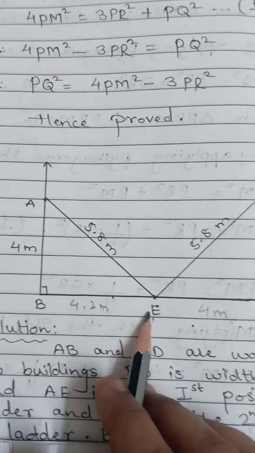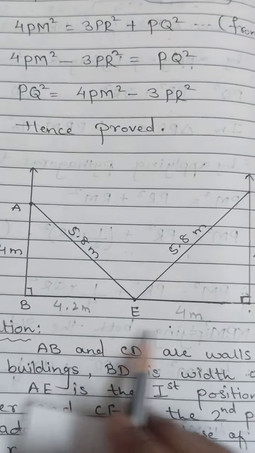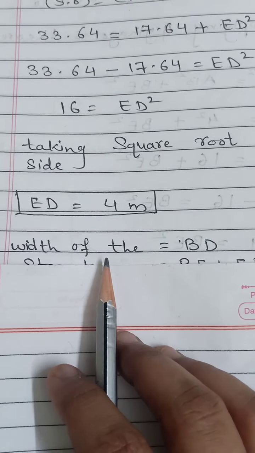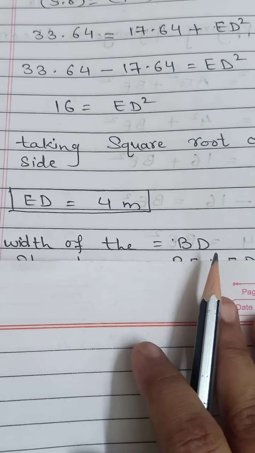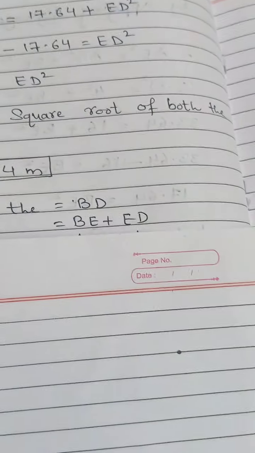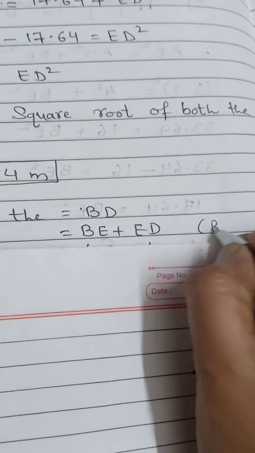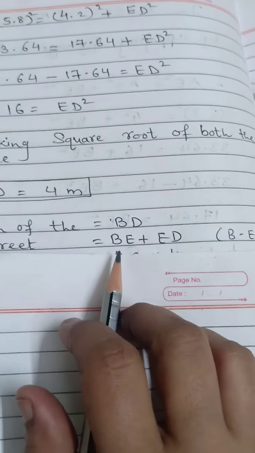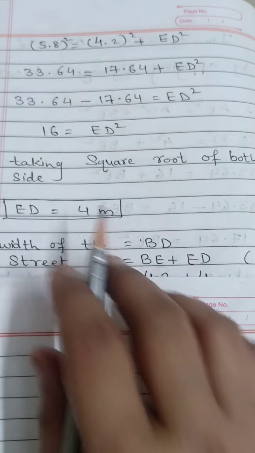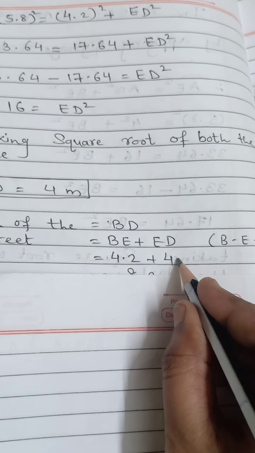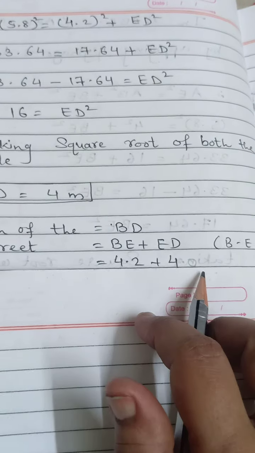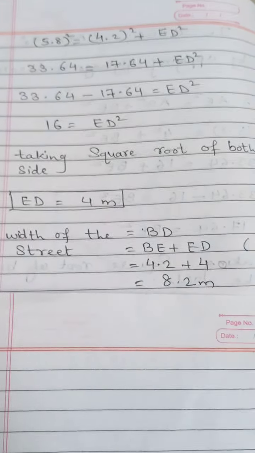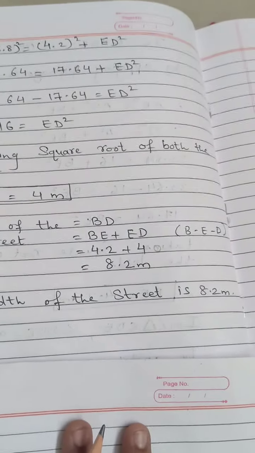After getting both BE and ED, we will just add these two, so we can get BD, which is nothing but the width of the road. So now we will write that the width of the street is nothing but BD, and BD we can find by adding BE and ED. If you want, you can write the reason here that B, E, D, all these 3 points are collinear. Now BE we have got 4.2 and ED we got 4, so it will be 4.0. So 2 plus 0 will be 2 and 4 plus 4 will be 8. So the addition will be 8.2 meter. So in words, at last we have to write: the width of the street is 8.2 meter.